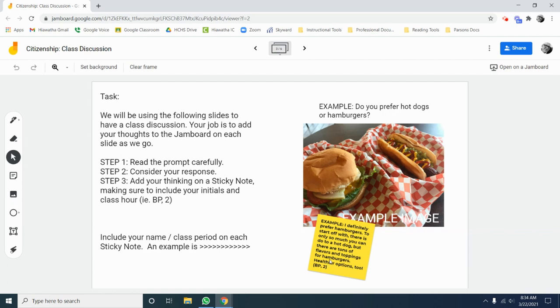There are 3 slides, and that means that you have to do a total of 3 sticky notes for this class discussion. Even if you choose not to speak in class, you still get credit for participating as long as your sticky notes are on the board. So it makes sense to contribute your thinking and make sure your voice is heard one way or another.